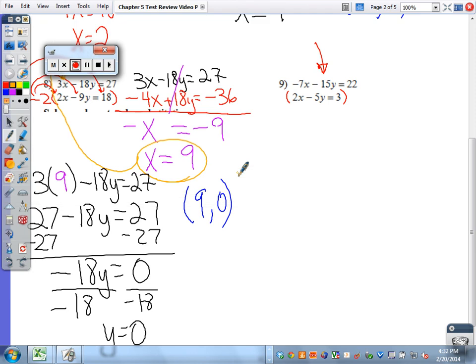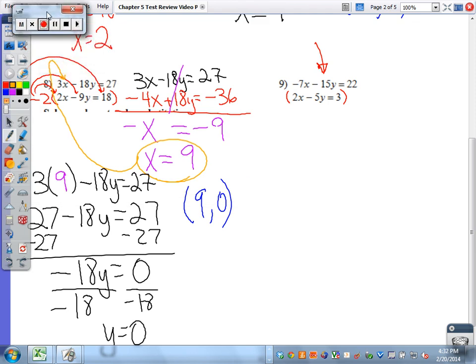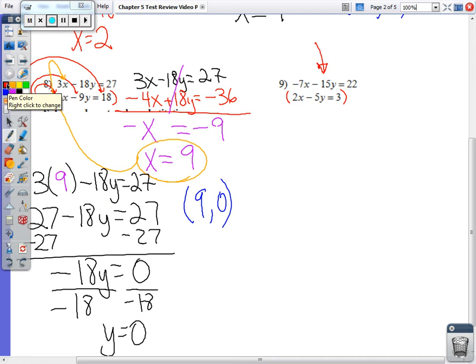Alright, so this is the second part of our video because we had to split up the first one. So we're starting here with number 9. Because we have negative 15 here in the y, we want to have a positive 15 down here, so we're going to find something to multiply the bottom equation by. We're going to multiply the bottom equation by negative 3.